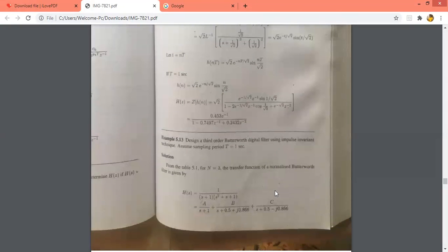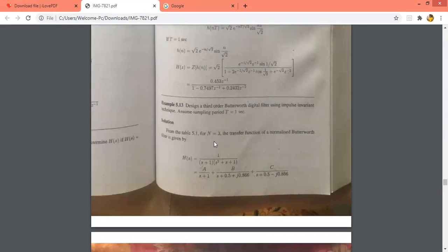Okay, and see here, design third order Butterworth filter using impulse invariant technique. Assume T is equal to 1 second. Okay, n is equal to 3. Third order Butterworth filter already we have solved. So we are directly writing h of s is equal to, this is the third order Butterworth filter with the cutoff frequency is equal to 1 radian per second.